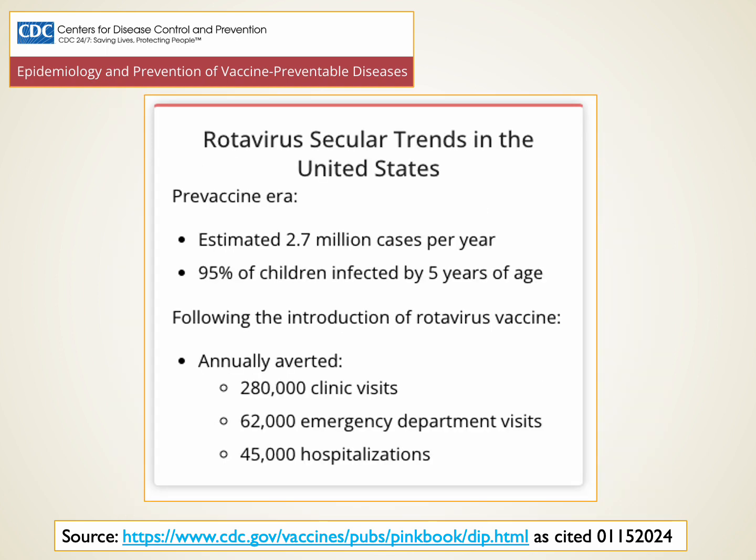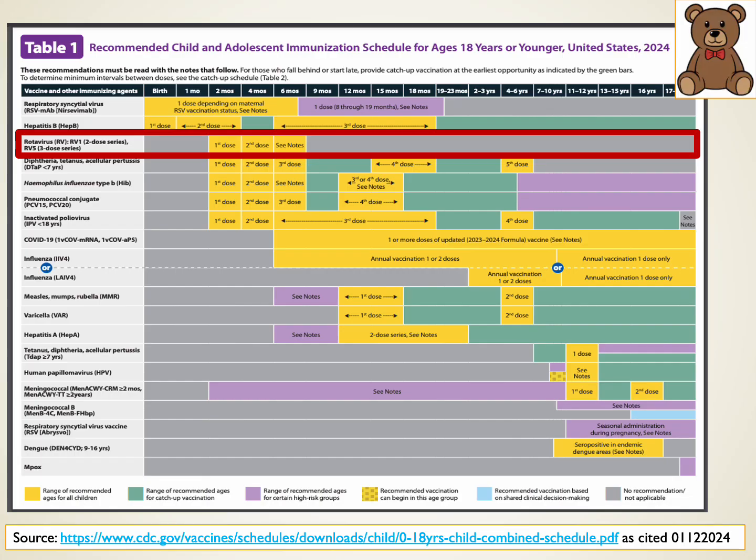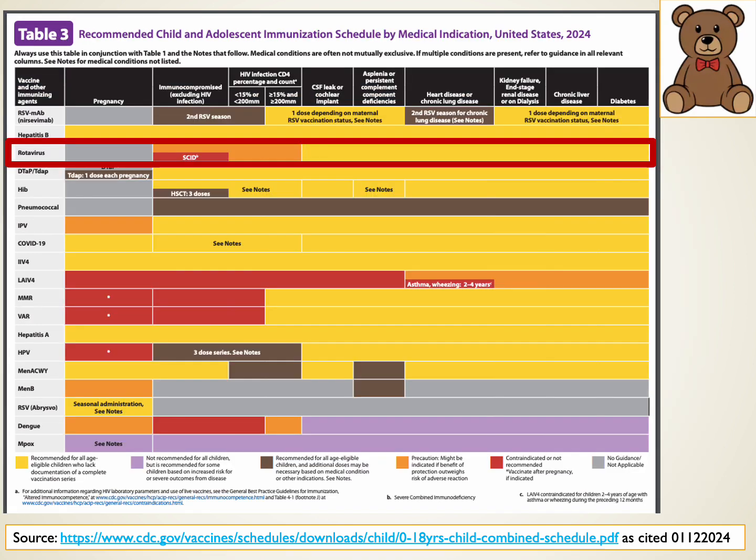Rotavirus, generally pre-vaccine, caused millions of cases each year, and now with the vaccine available, we generally see significant reductions in those cases. It's pretty effective, about 75 or 80 to 85% or so, and even better at preventing severe gastroenteritis. It has a series in pediatrics at 2, 4, and 6 months.